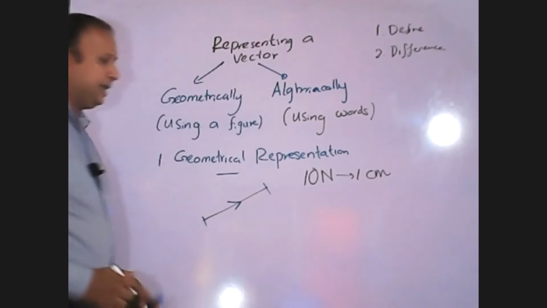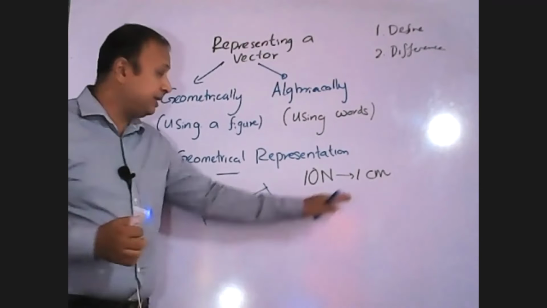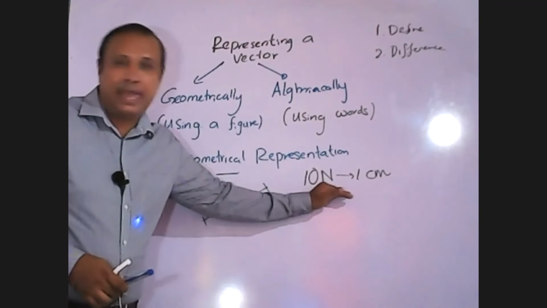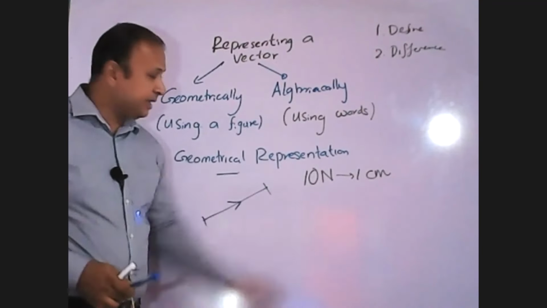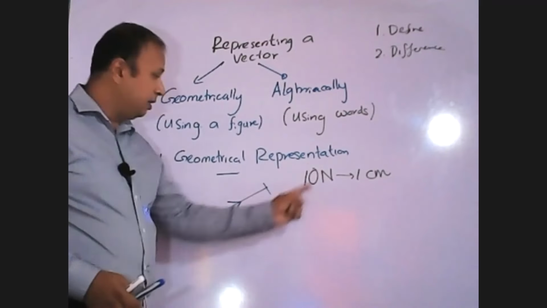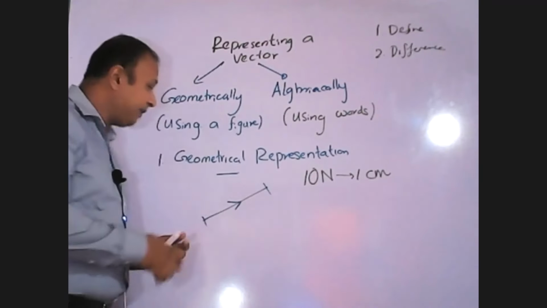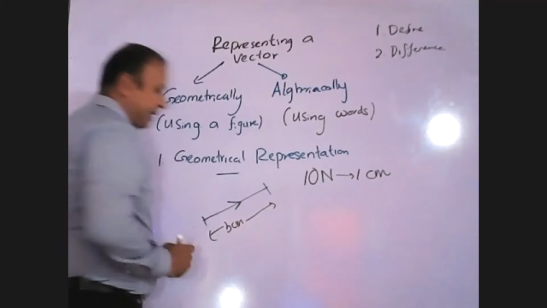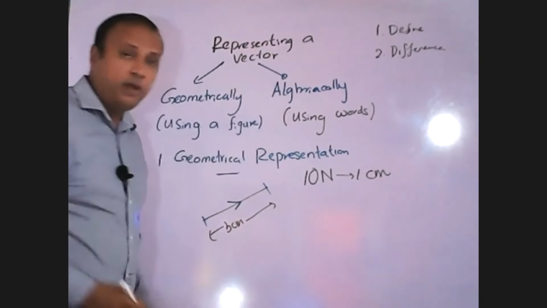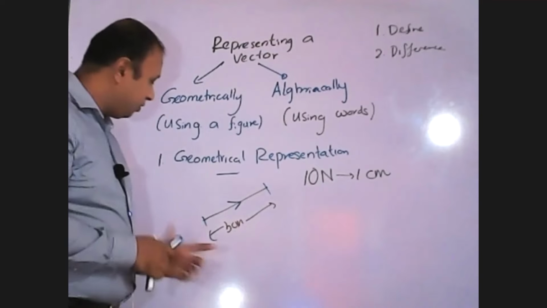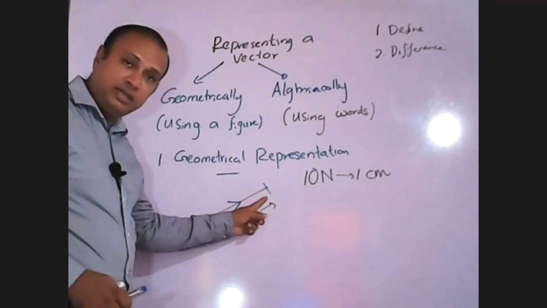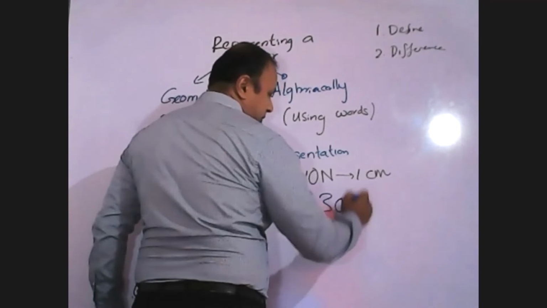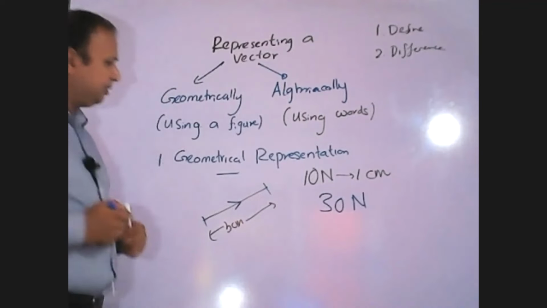10 Newton is equal to 1 centimeter. This is an assumption. We can assume such kind of scale, and according to this assumption, we can draw a 3 centimeter line segment in the direction of the vector to represent a 30 Newton force. This is very easy.